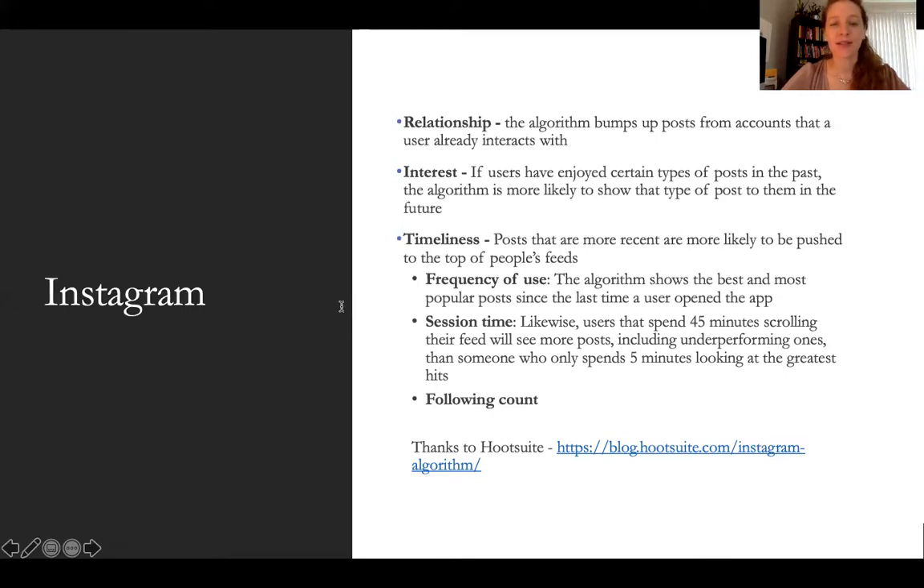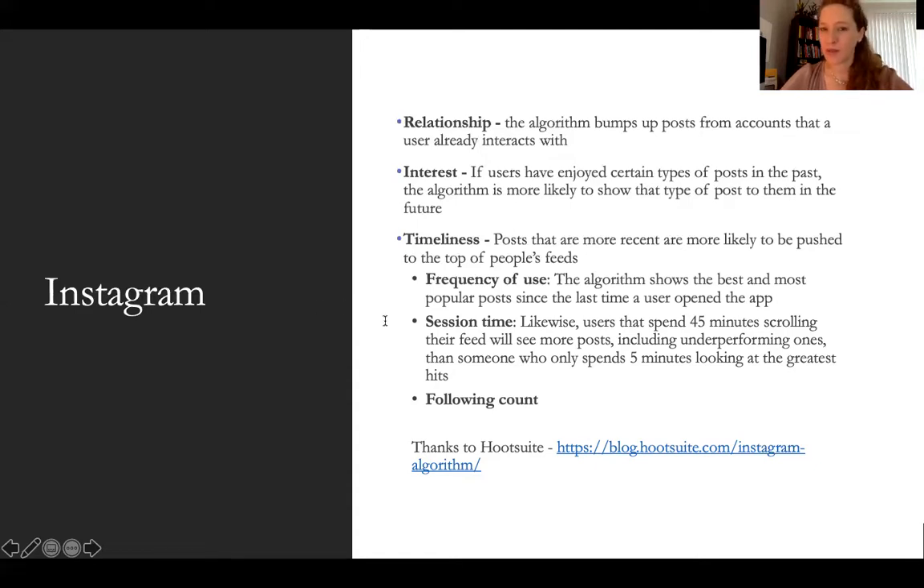Another is interest. So if you've enjoyed certain types of posts in the past, the algorithm will be more likely to select items to show you that are similar to that in the future. So your past interests that you've maybe demonstrated even a fleeting interest in will appear more and more in your feed. And then the other is timeliness. So posts that are more recent are more likely to be pushed to the top of people's feeds. That can be frequency of use. So the best and most popular posts since the last time you opened your app.